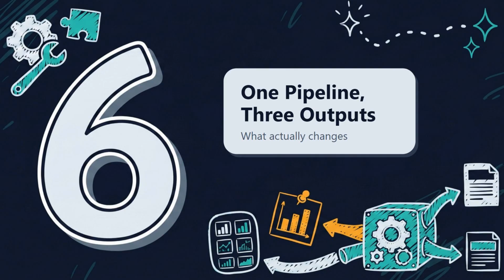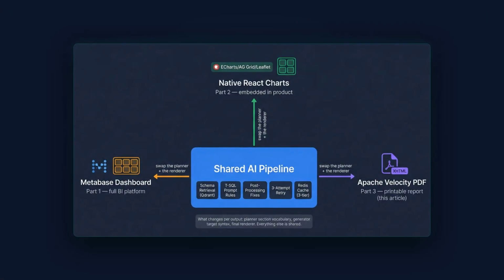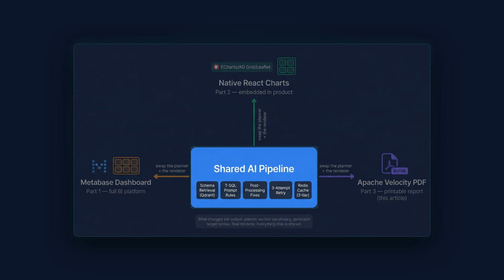Section 6. 1 pipeline, 3 outputs. The honest question about any third project is, how much of this actually had to be built from scratch? The answer is right in this figure. The schema retrieval, the TSQL prompt rules, the post-processing fixes, the retry loop, the 3-tier Redis cache. All of it is identical across every project in this series.